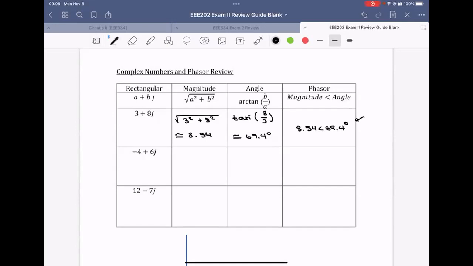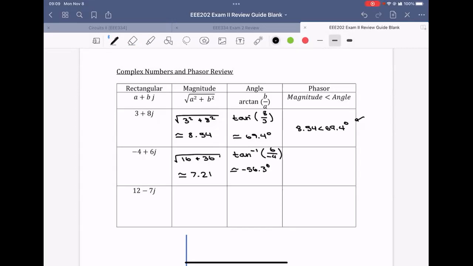That one was straightforward and simple, but the other two I made specifically where we need to do something a little extra. Square roots are always going to make them positive. So that's the square root of 16 plus 36, 4 squared, 6 squared, which is about 7.21. Now this is where we need to watch out: we have arctan of 6 over negative 4, and that'll give us negative 56.3 degrees.